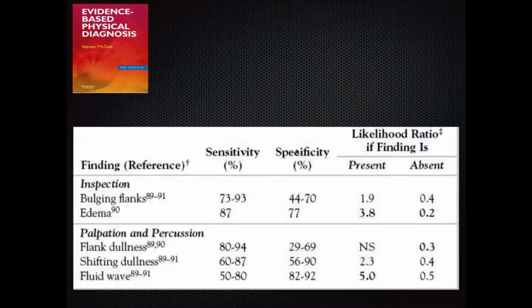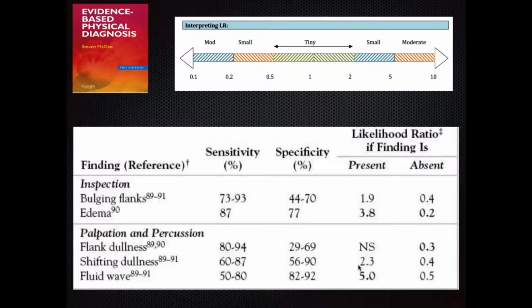Based on one of the key texts by Dr. Steve McGee, in terms of maneuvers for looking for ascites, what you see here is that something like fluid wave has the highest positive likelihood ratio, and that's listed at 5.0. To put it into context, 5 is really considered a small to moderate effect size, and that's the highest likelihood ratio that we have. The lowest negative likelihood ratio is 0.2, and that's for edema.